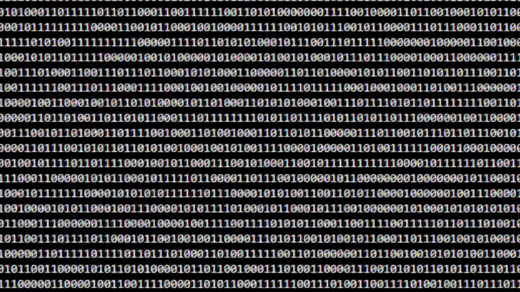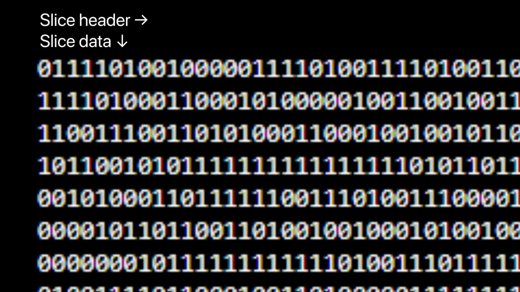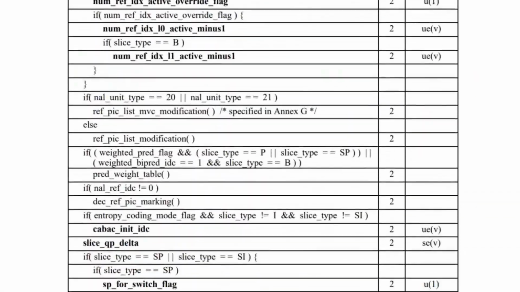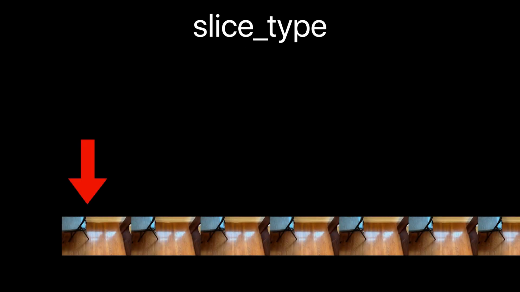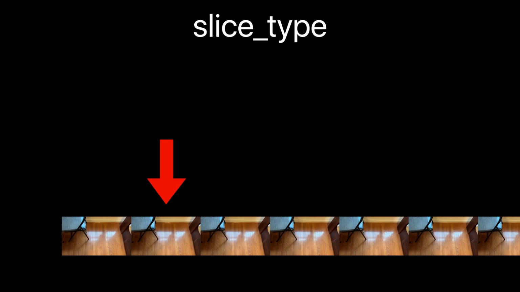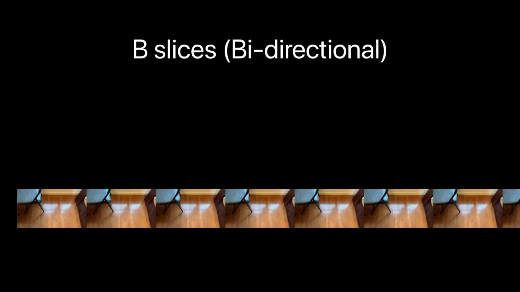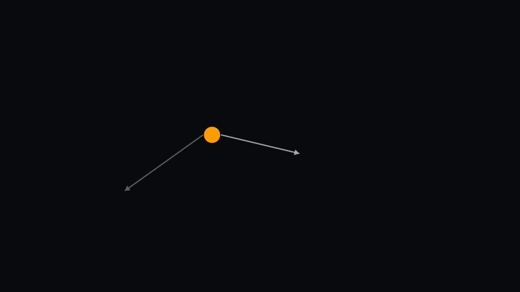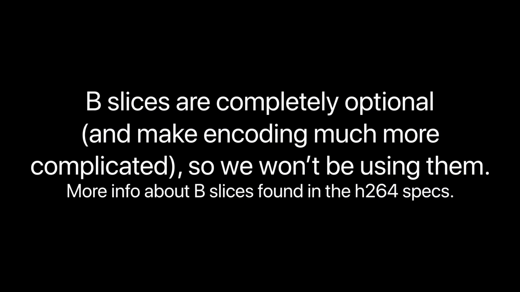But wait! We still need a header so we can identify the slice. We'll put this before all of our macroblocks. Before we get into the details, let's figure out the different slice types we'll use. Firstly, the slice we just encoded will be called an I slice, which uses Intra Prediction. Then there's the P slice, which tries to predict stuff based on earlier slices, making it more efficient. B slices are a bit trickier, since they predict both forward and backward, looking at slices before and after to get the best guess. These slices are completely optional, so we won't be using them.